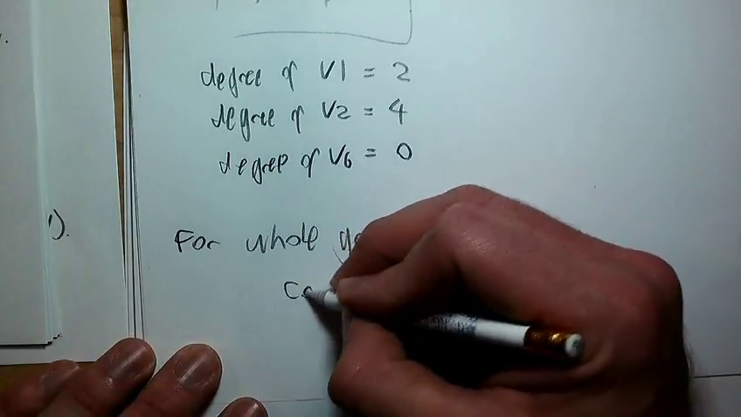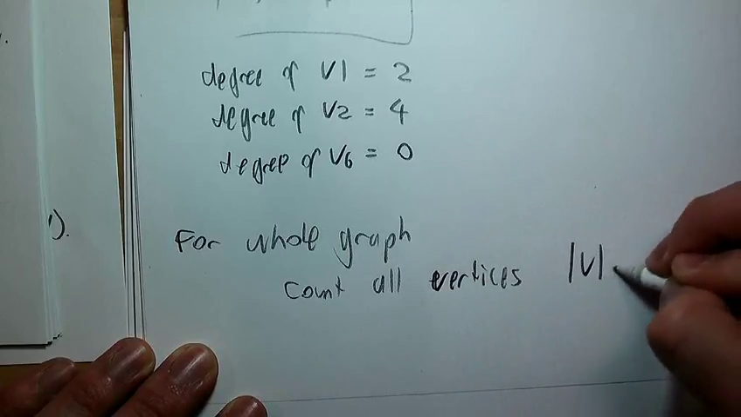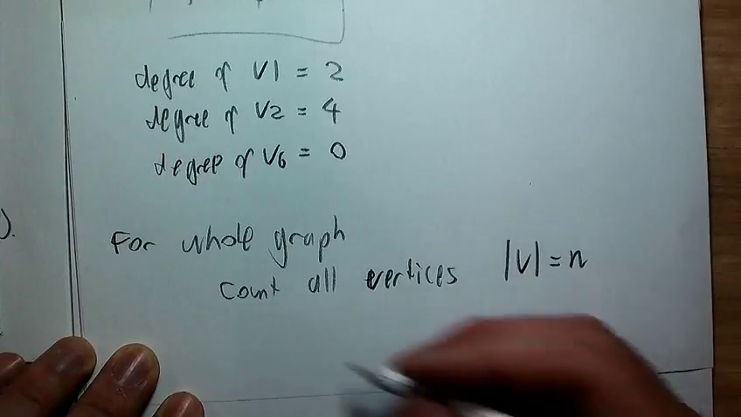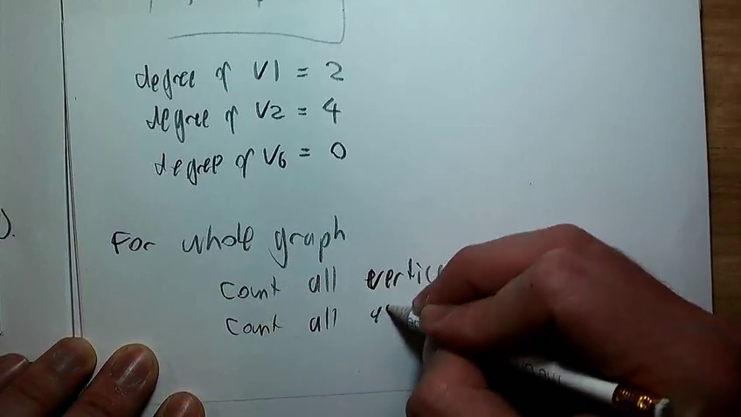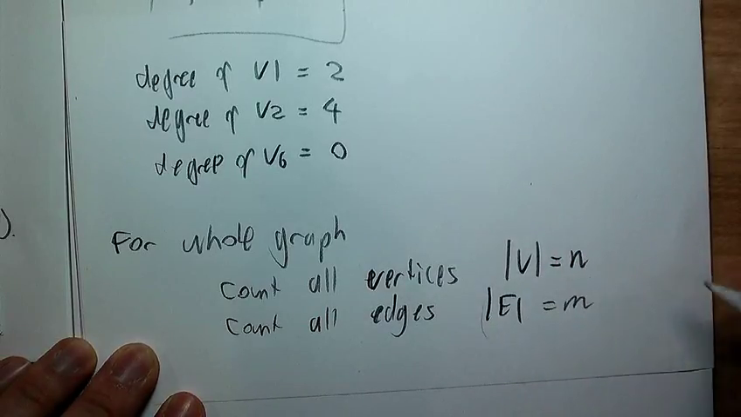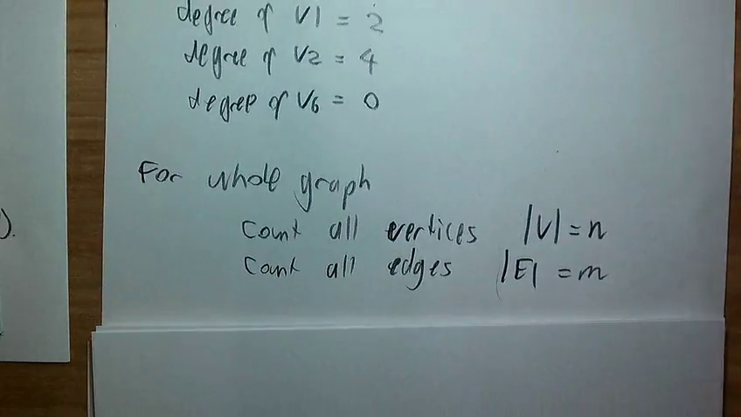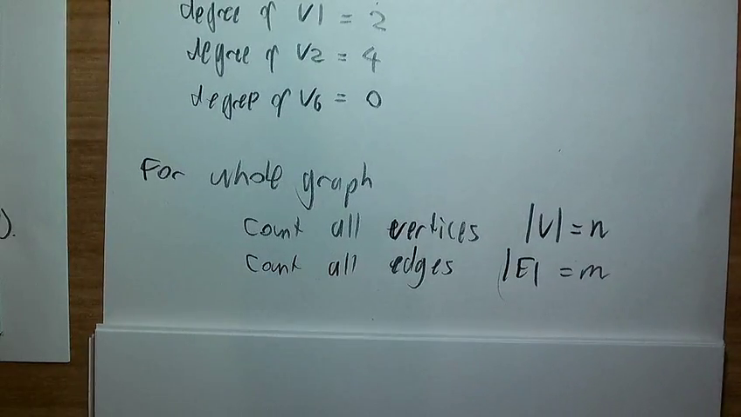For the whole graph, you can count all the vertices. Doesn't have to be N, but usually. And you can count all the edges. And this symbol means the size of that set. They don't have to be N and M. There's no particular reason you have to do that. I've seen maths books with graphs that call it V and E, which is a bit more reasonable.